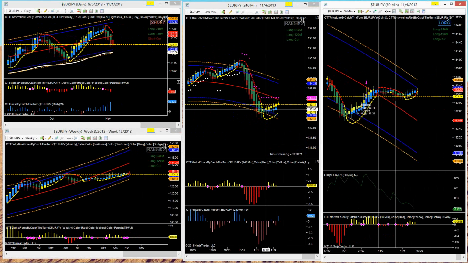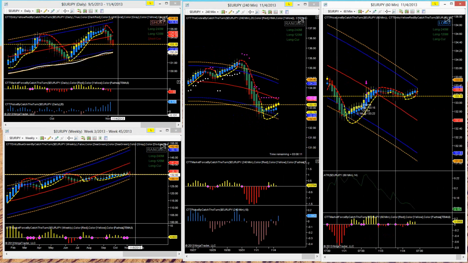4 hour is long, but big picture here, short. In the daily, the weekly is just about to go short. And not only that, at 133.15, I know that the Euro Yen went to 134.37. It's been making lower highs, meaning as it's pushing going long, it's not hitting its previous high numbers that it had. The highest that it went to was 135. That was last week. It hasn't been able to go past that.